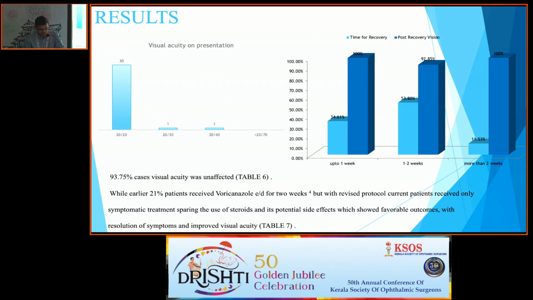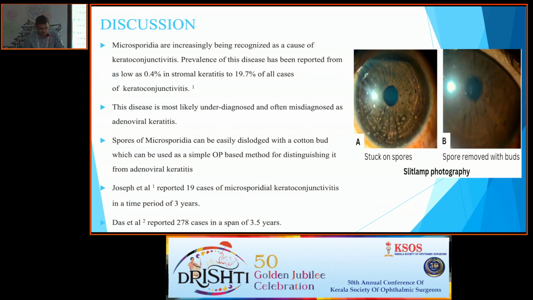So among all the patients, we had 31 patients whose visual acuity was unaffected. Earlier patients were treated with voriconazole, but later, after revised protocol, our patients were given only symptomatic treatment, which showed favorable outcome with resolution of symptoms and improved visual acuity, thereby bypassing the use of steroids and its harmful side effects.